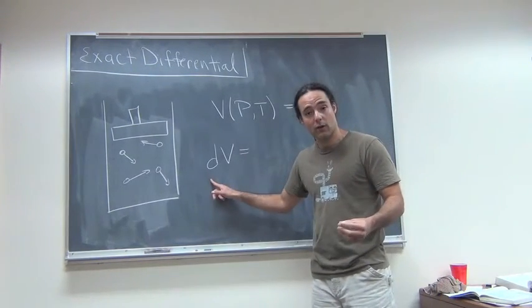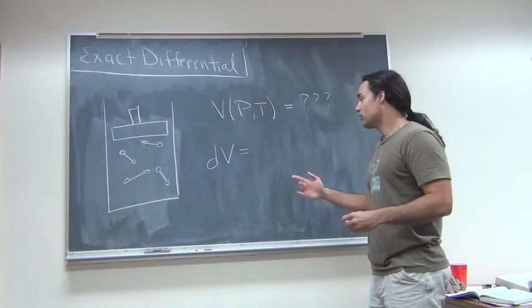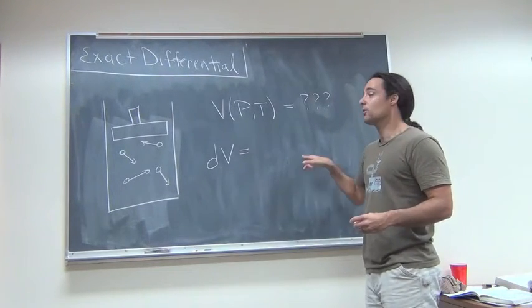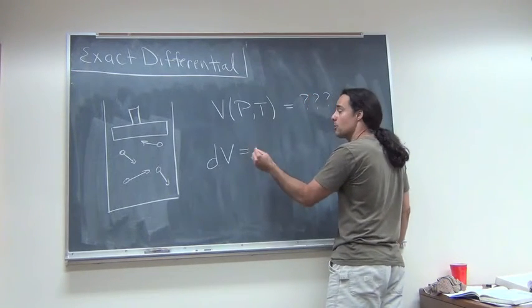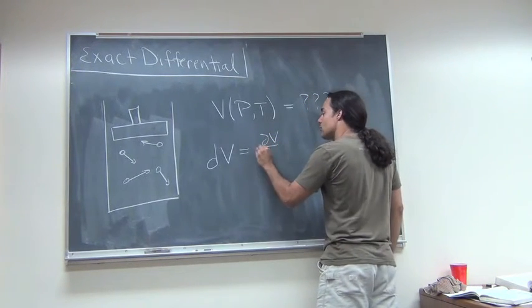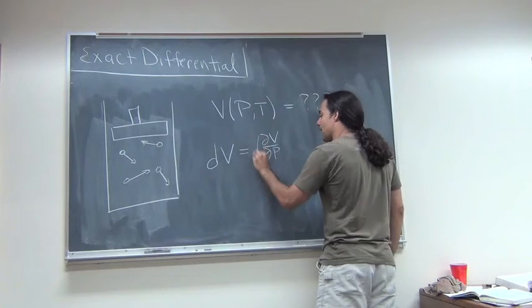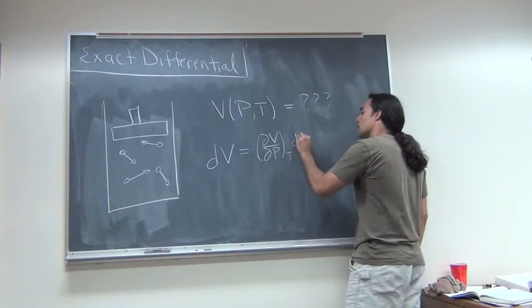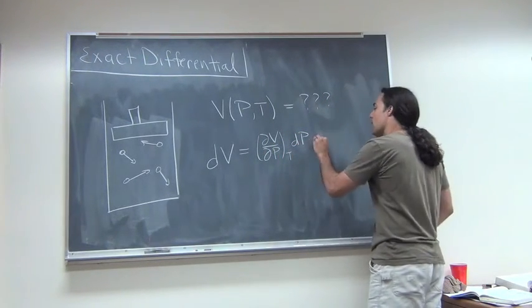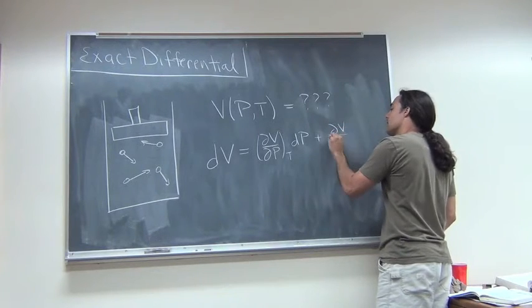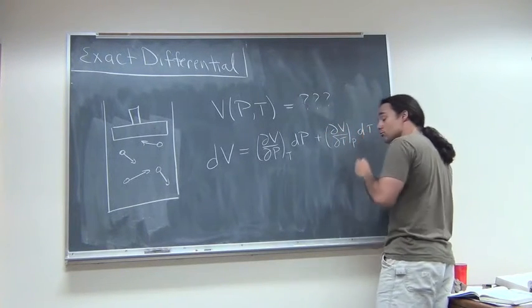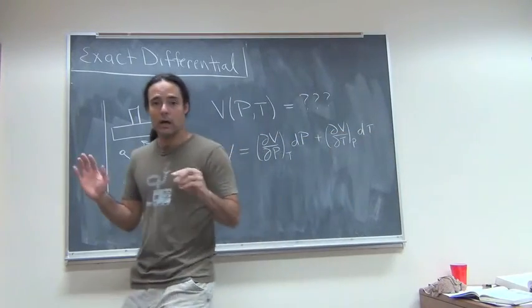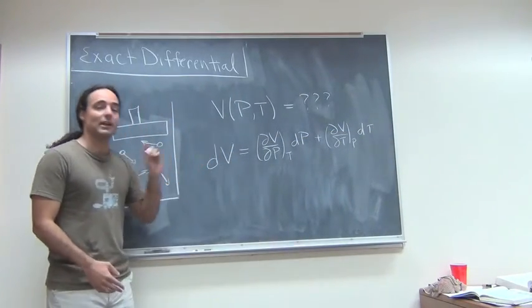Volume is a state function. I know it's got to be some function dP plus some function dT. Let's just write it down. Let's write down what we know has to be true mathematically. It's got to be true that this is (∂V/∂P) at constant T, dP, plus (∂V/∂T) at constant P, dT. There's nothing I did involving any physics here, that's just a mathematical relationship.